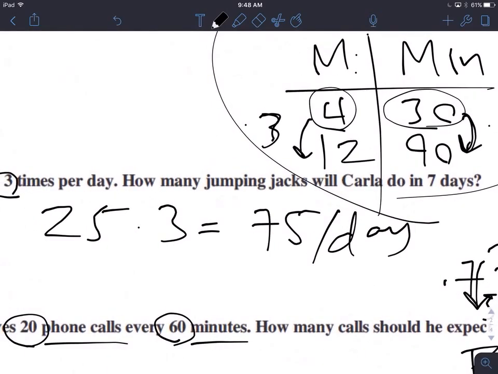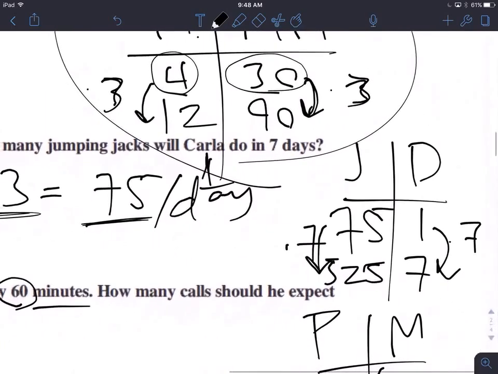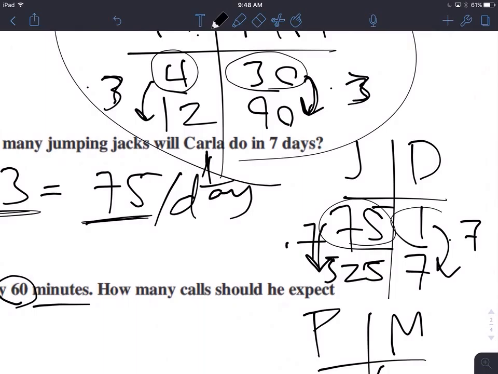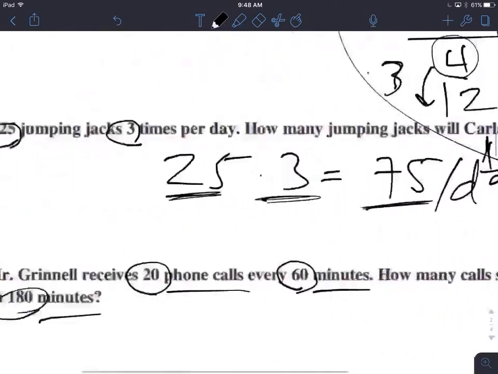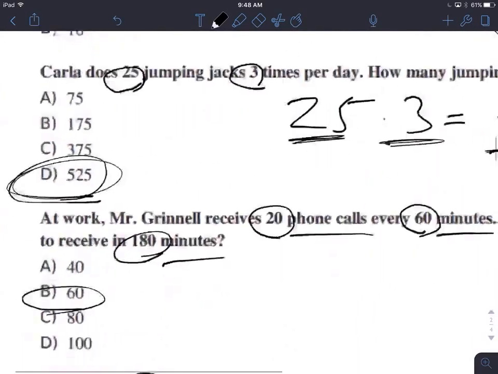Carla does 25 jumping jacks 3 times a day. So how much does she do per day? She does 75 jumping jacks per 1 day. That's her unit rate per day. We're trying to figure out how many she can do in 7 days. So we multiply by 7. We end up with 525 jumping jacks in that time.